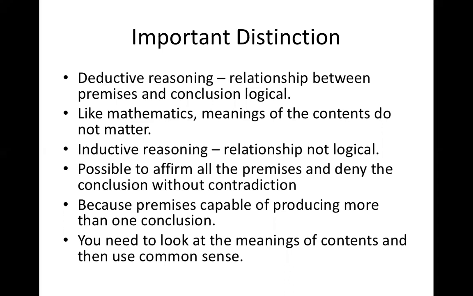But for inductive reasoning, the relationship between the premises and the conclusion is not logical. So for inductive, it is possible to affirm all the premises and deny the conclusion without any contradiction. We saw from our example of an inductive argument, 95% of men are honest. Peter is a man, therefore Peter is honest. There were two possible conclusions: Peter is honest, Peter is not honest. So any of those conclusions can go with the premises. So it is possible to affirm all the premises and deny the conclusion without contradiction.